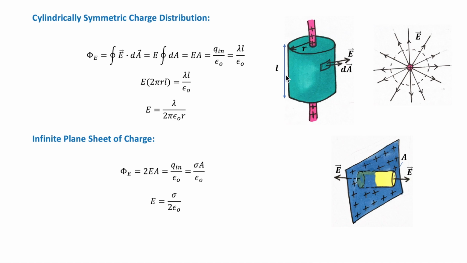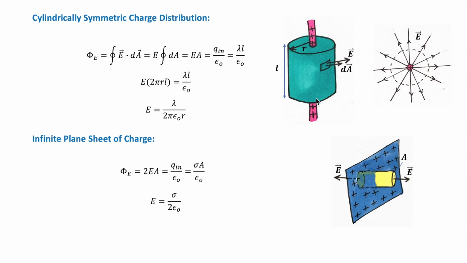And so for the curved part, this curved part here, E is constant in both magnitude and direction, and it is perpendicular to the surface at each point. So it is parallel to dA, right? For this curved part of the Gaussian surface. For the top and bottom parts of the Gaussian surface, the flux is 0 because E is parallel to the surface, okay? For these top and bottom surfaces.